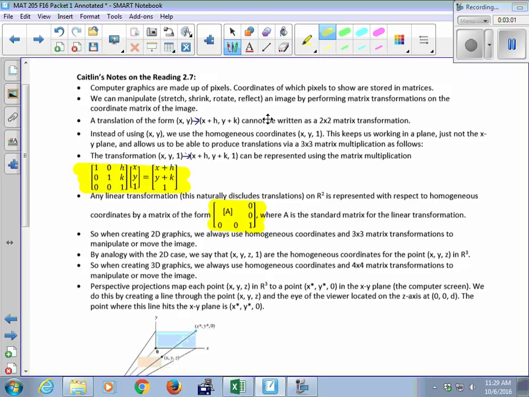Yeah. They're already there. Yep. Yeah, these are my notes on the reading. So they're on Moodle, and this is also in the book.